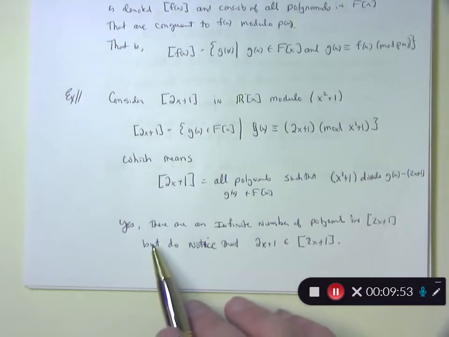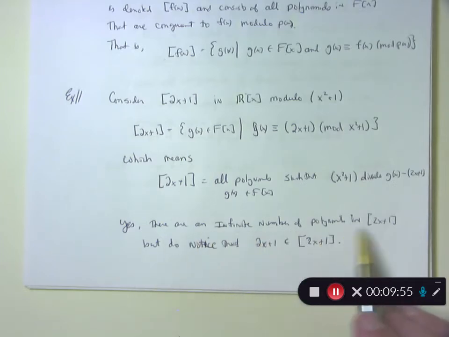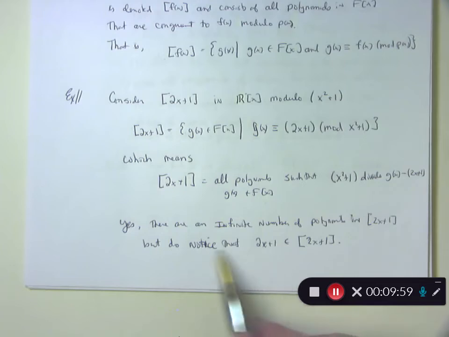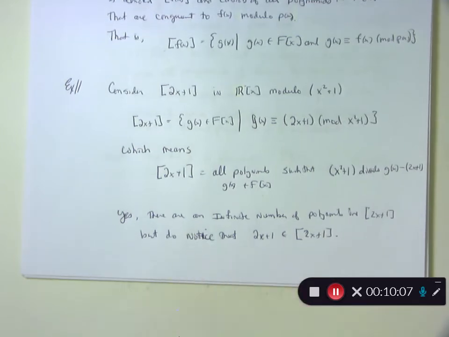Yes, there's an infinite number of these polynomials in 2x plus 1. But also notice that 2x plus 1 is in the equivalence class of 2x plus 1. And again, this is something I talked about before when we talked about Z mod n. You've got to be in your own equivalence class. That's only logical, and the way it's meant to be in terms of equivalence classes. You must be in your own equivalence class.